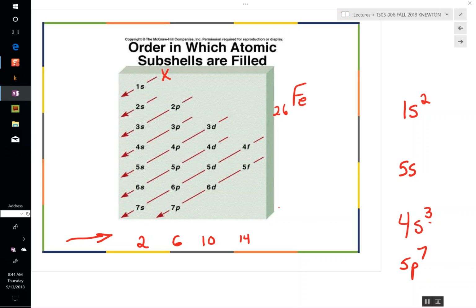Good. So this is an atom of fluorine. What would a fluorine atom need to do to get this electronic configuration? Add one electron. Gain an electron. Yes. If it gained an electron, it would get that configuration.